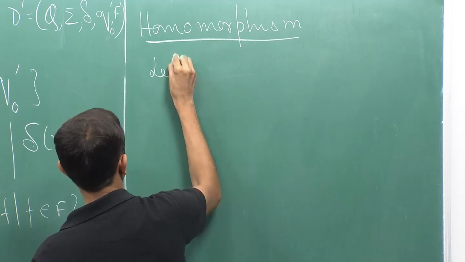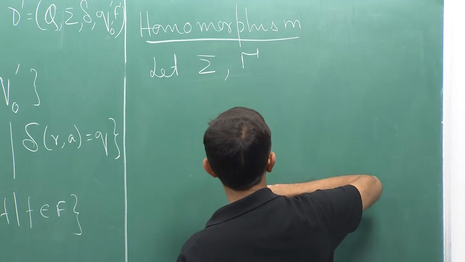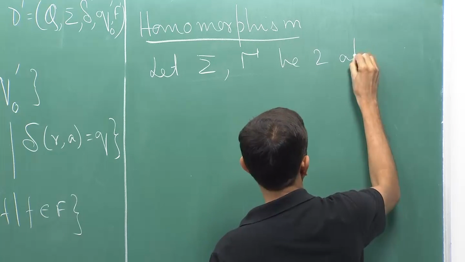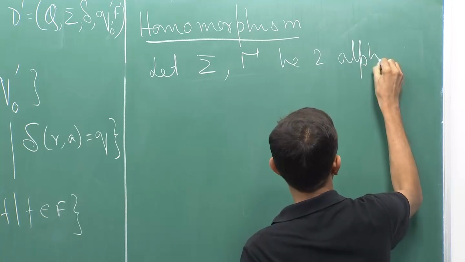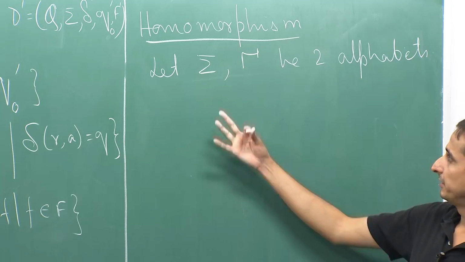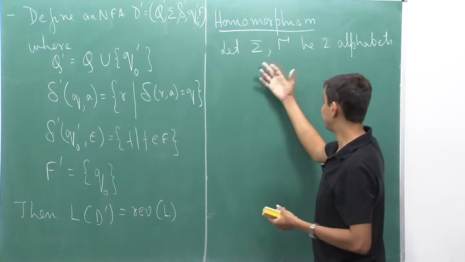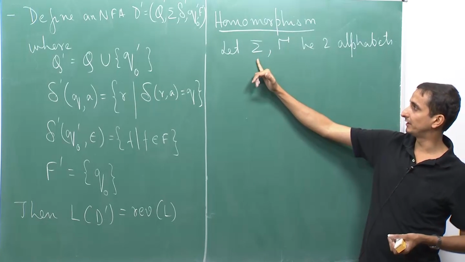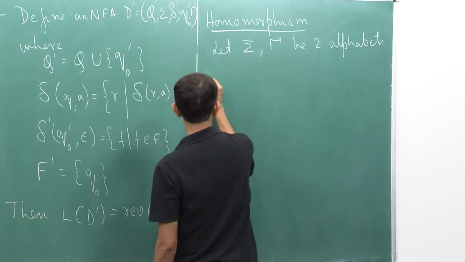So, let sigma, gamma be two alphabets. I mean, they can be different alphabets. One can be over 0, 1, the other can be A, B, C, or even they can be the same. It is not necessary that they are different, maybe both are 0, 1. So, this is also the alphabet consisting of 0, 1. Okay.